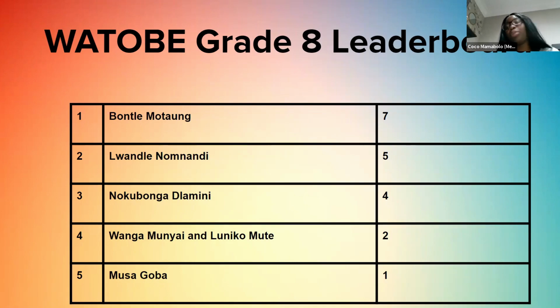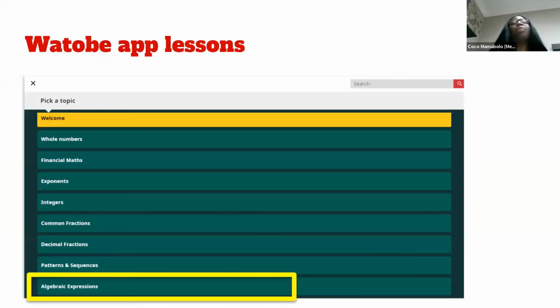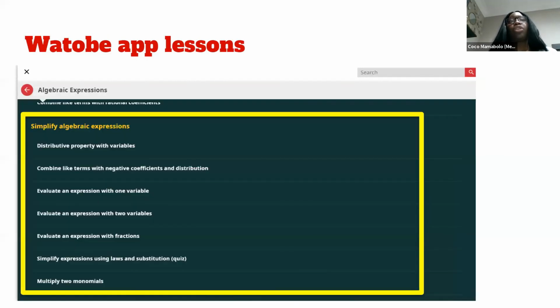Okay, and the homework that we're going to be looking at on the app is we're all going to go to the topic. We're going to click on topic and we're going to go to algebraic expressions. And then after that, we're going to go to the subtopic, simplify algebraic expressions. And we're just going to be looking at distributive property with variables. And we're going to be looking at combine like terms with negative coefficients and distribution. Those 2 I would really like you guys to do, but if you would like to get ahead on the leaderboard and keep going, please see if you can try all of them and see if you can get to the end of all the exercises.